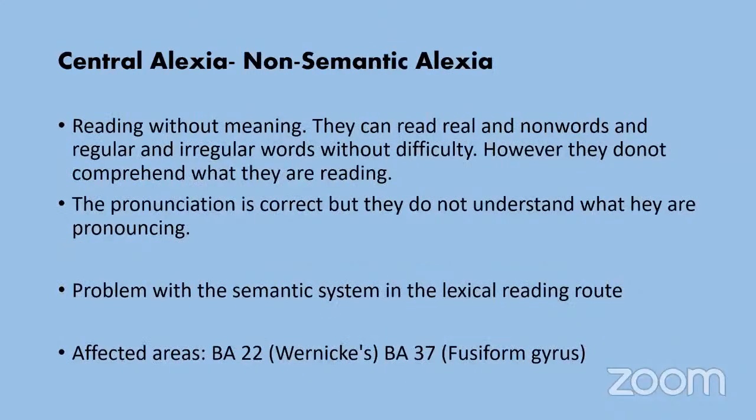Now central non-semantic Alexia, the reading without meaning. They can read real words and non-words, regular and irregular words without difficulty. However, they do not comprehend what they are reading. The pronunciation is correct, but they do not understand what they are pronouncing. There's a problem with the semantic system in the lexical reading route. The Wernicke's area and fusiform gyrus are affected.